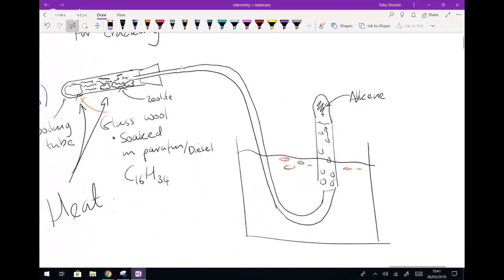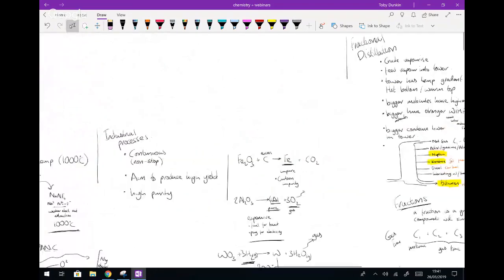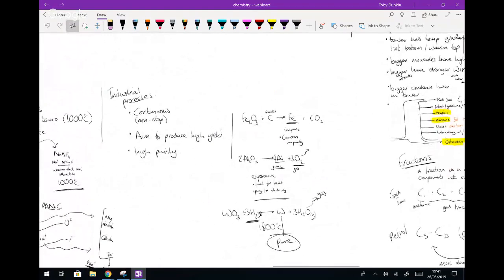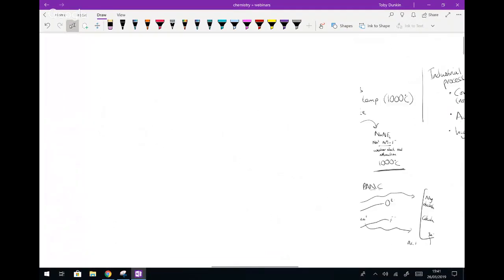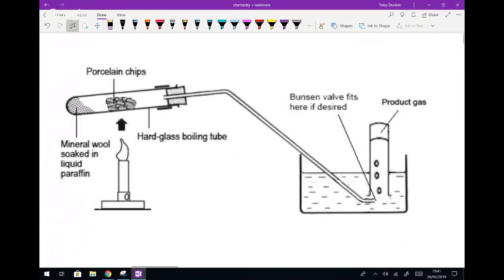So I just wanted to show you that it can be drawn in a reasonable amount of time. However, it is rare for them to ask this, and what they will tend to do is give you the diagram. So I thought I'd quickly show you, and it's nice to also highlight the porcelain chips. Porcelain or clay pot or clay is zeolite. So this is the catalyst in this case, and they've given you the diagram, and you can see they're doing exactly what I drew before.